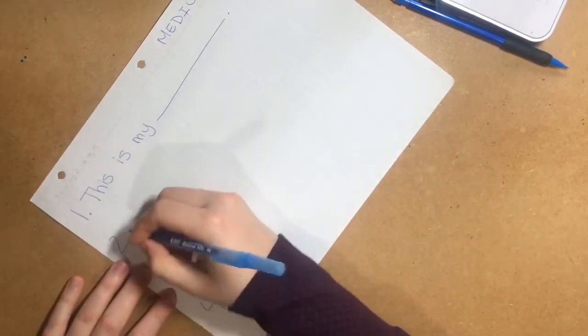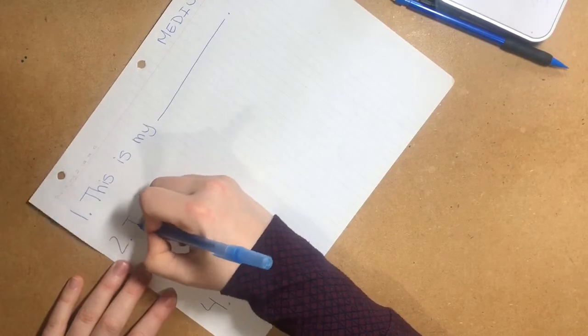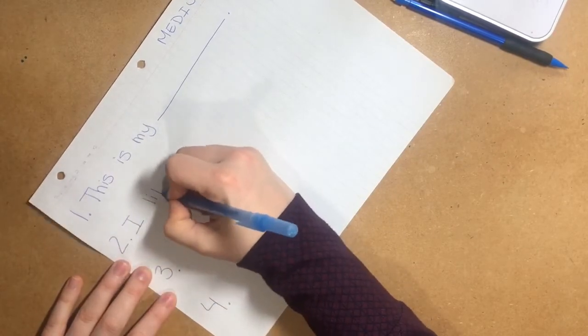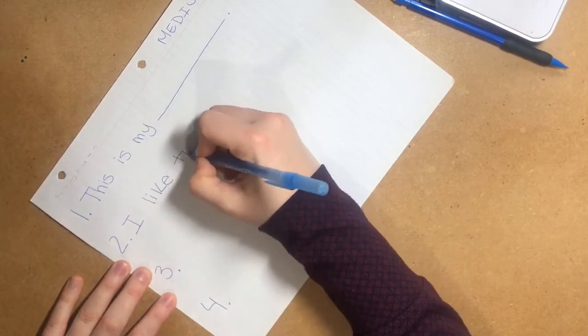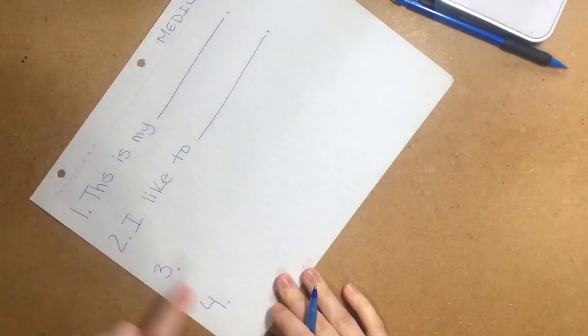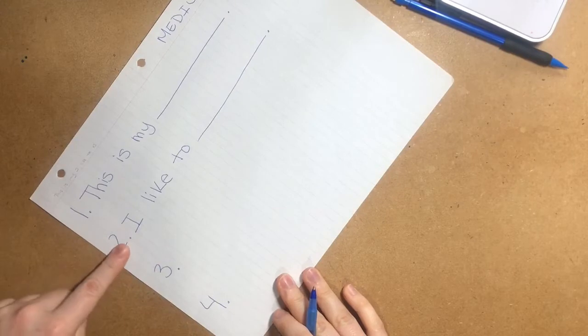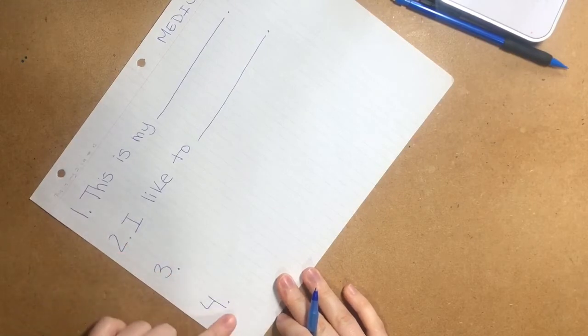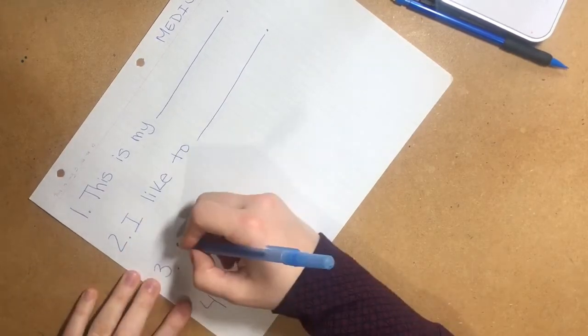And then I'm going to do I like to. So I like to, and then blank. And then I'm going to repeat the same thing. This is my blank, I like to blank. This is my blank, I like to blank. So I'm going to go ahead and fill in that now.